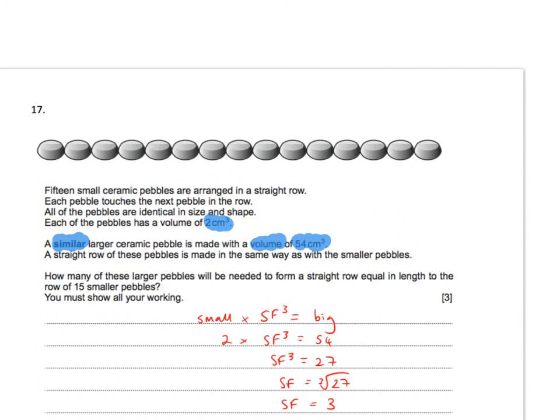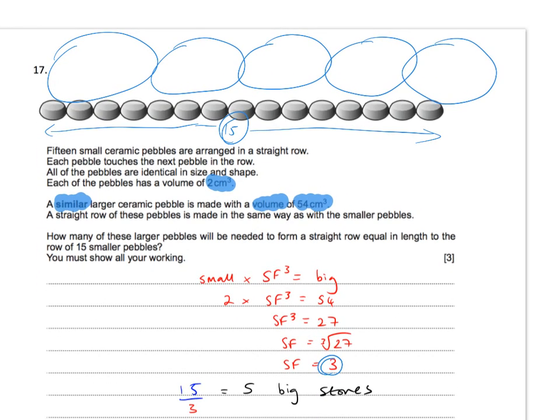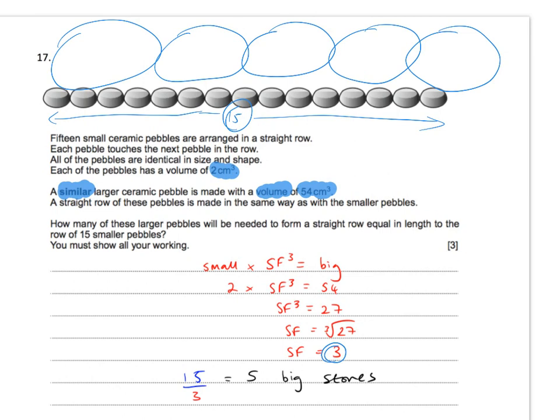Now, I've used a little bit of logic here. It says, how many of the larger pebbles will be needed to form a straight row equal in length? Now, the larger pebbles means there'll be fewer of them, doesn't it? It'll be doing something like that, okay? But obviously that isn't the same length. It's just me trying to visualise it. So if there's 15 pebbles here, the smaller ones, it stands to reason there's got to be fewer of the larger ones. So what I need to do is do that 15, something with a 3, have a think what it could be. It's 15 divided by 3 to get 5 of the big stones.